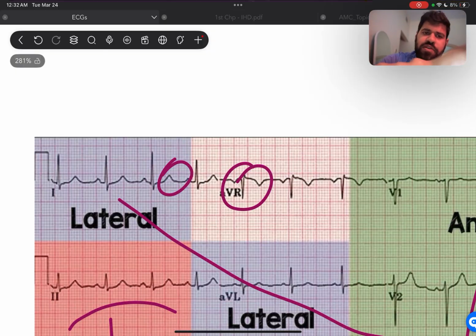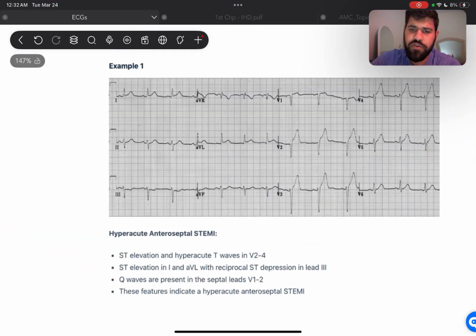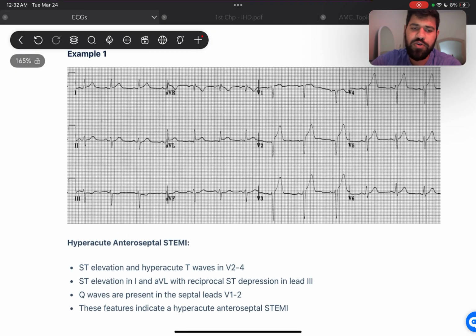All right, now before we finish, I would like to go over the ECGs again, because of a few ECGs I would like to go over for this topic. So right now we have anterior septal STEMI. And remember, for anterior, where do we look at? Anterior is going to be V1, 2, 3, 4.